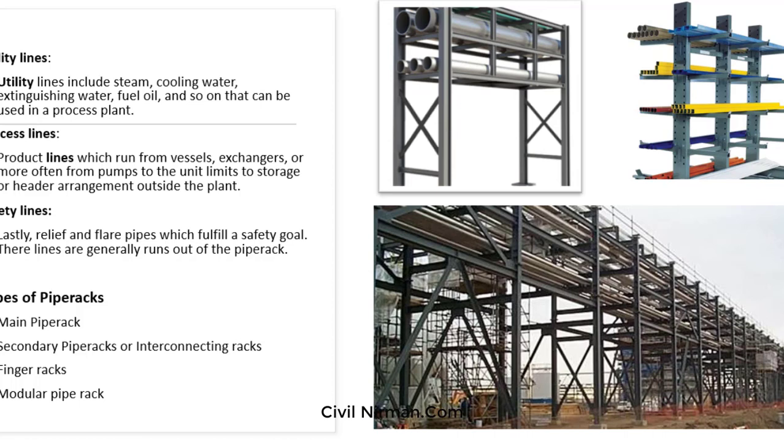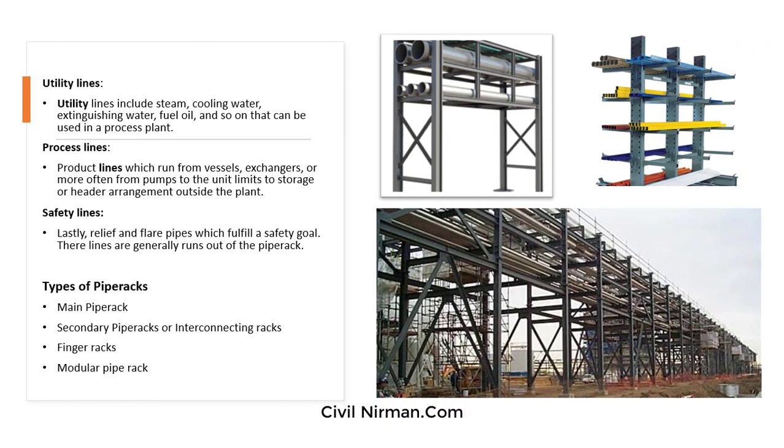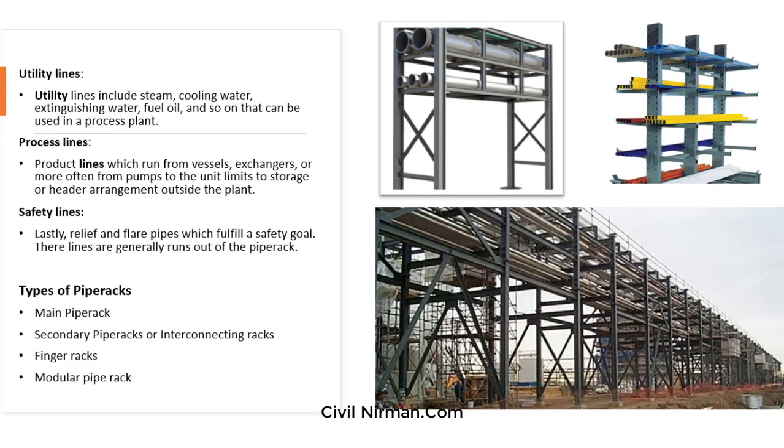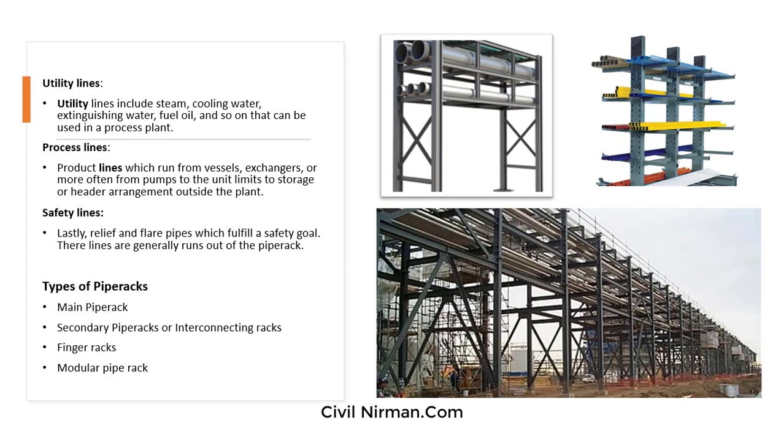Now, how many types of pipe rack are there? That is one of the important things that one should understand. One can be a main pipe rack. As we have already discussed, main pipe racks generally run through the center of the plot plan, carrying the process lines and utility lines. This picture shows a main pipe rack arrangement. The second one is secondary pipe racks or interconnecting pipe racks. These structures are not very complex. Those are very simplistic structures with 2 or 3 bays maximum, and utility pipes and process lines pass through those.